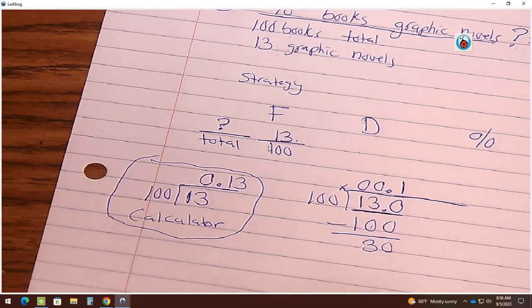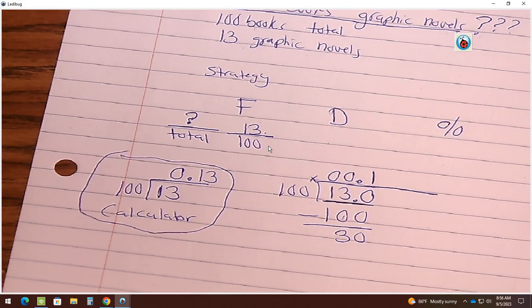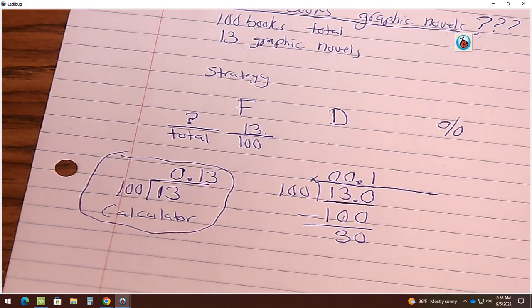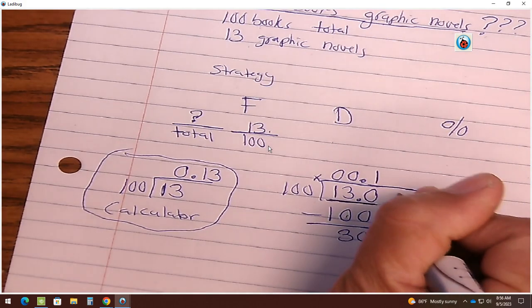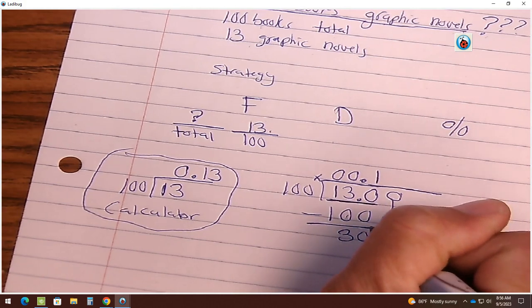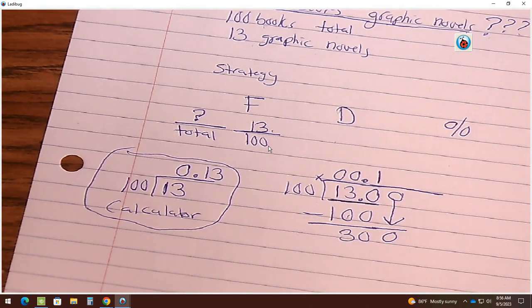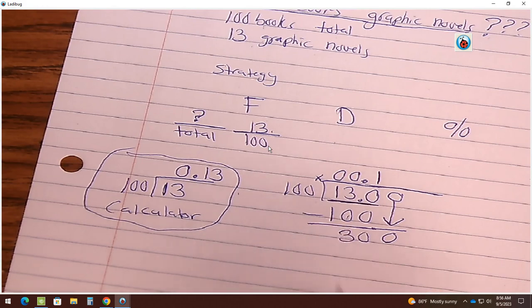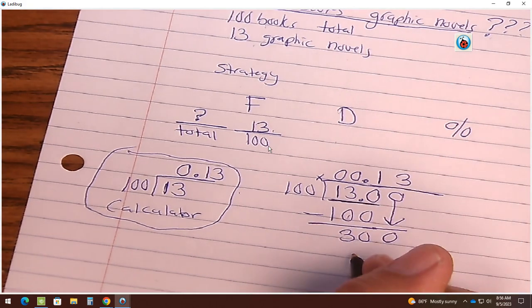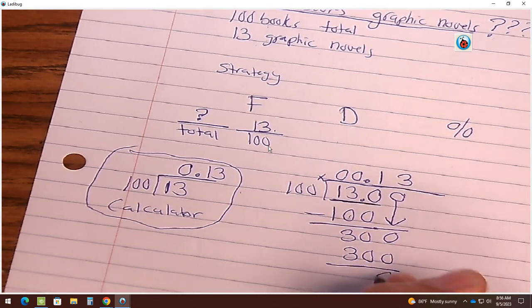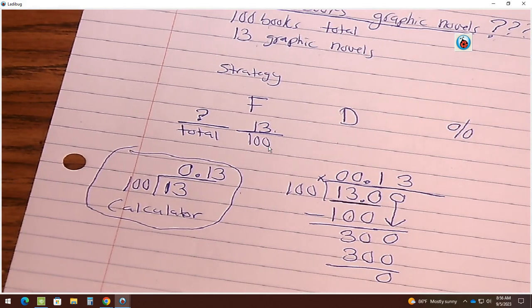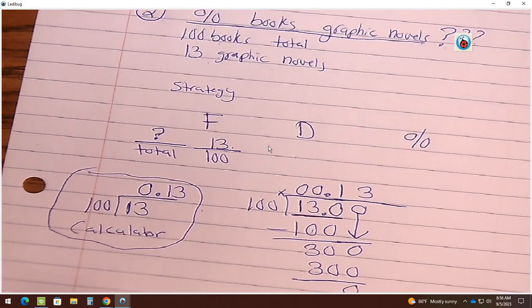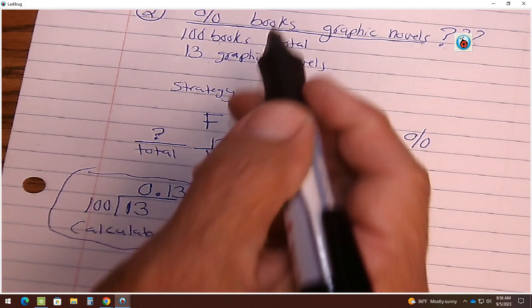30. What do you do when there's a remainder? We add another 0. We make more pieces. So we're going to add another 0. Now we have 300. 100 times what gives me 300? 3. Did we get the same answer as the calculator kid? Yes. So that's the difference. But you still have to show me all the work.